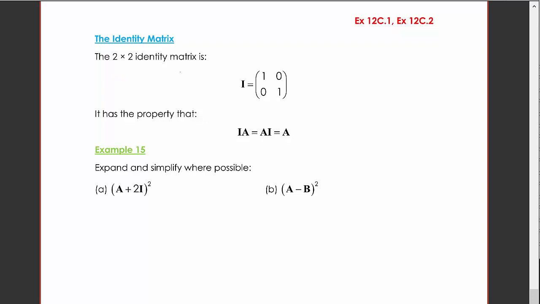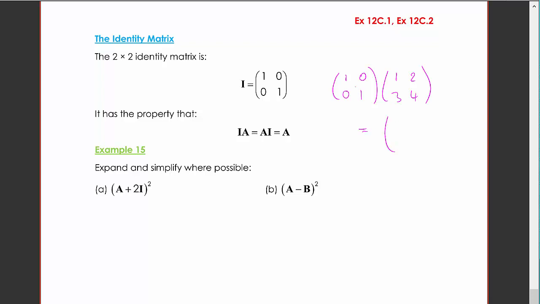The 2 by 2 identity matrix is I, which is 1, 0, 0, 1. It's got the property that I multiplied by a matrix A is equal to A multiplied by the matrix I, which is just equal to A itself, provided, of course, that you can actually do the matrix product. Let's just give an example of that happening. So let's just have the matrix 1, 2, 3, 4.